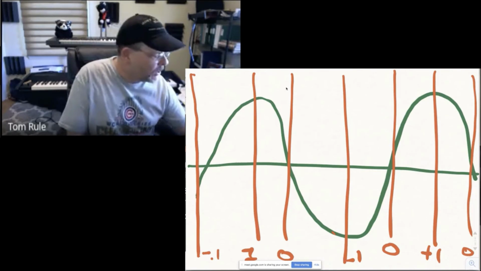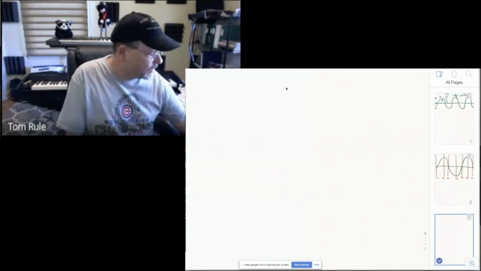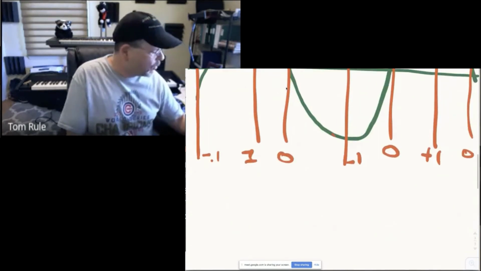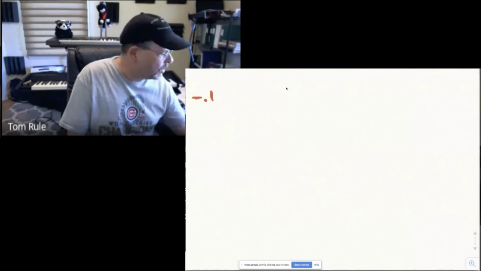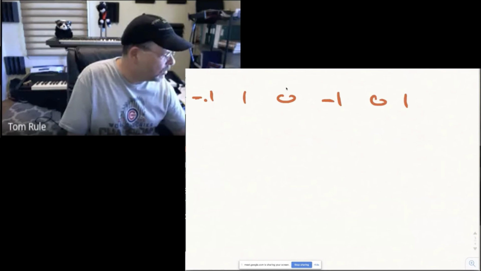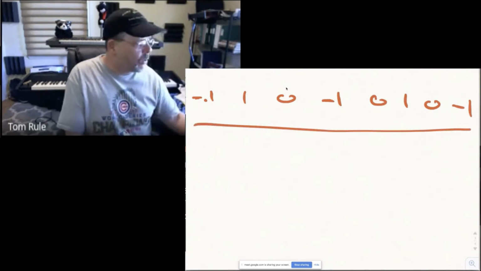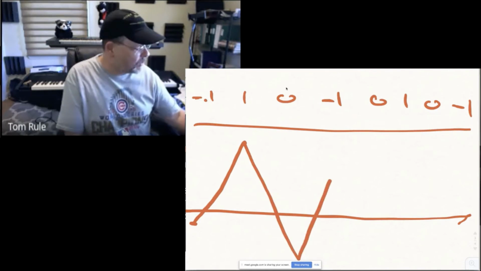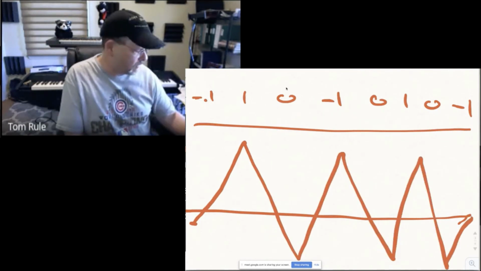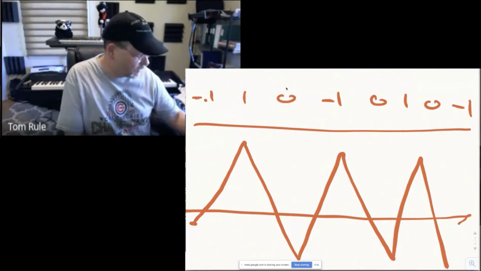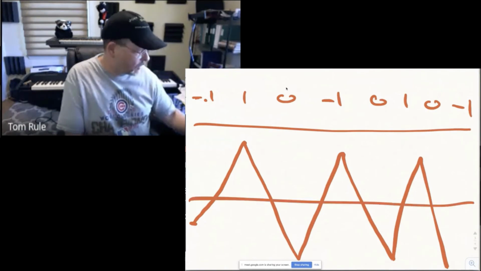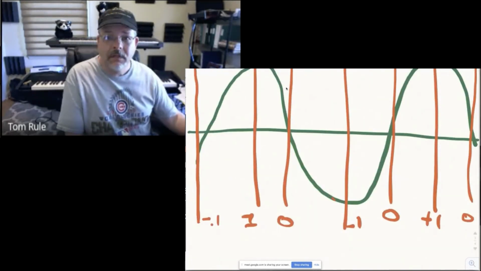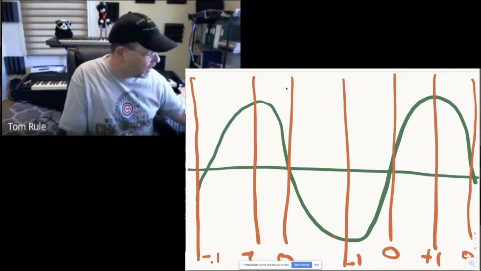Let's draw our line again. So we had -0.1, 1, 0, -1, 0, 1, 0, -1. So that's on recording. On playback, here's our zero line. It tries to duplicate that, and so what you get is this, except I got an extra one there. And this waveform does not look very much like that one. So that's the problem.